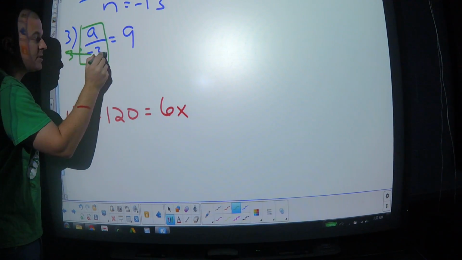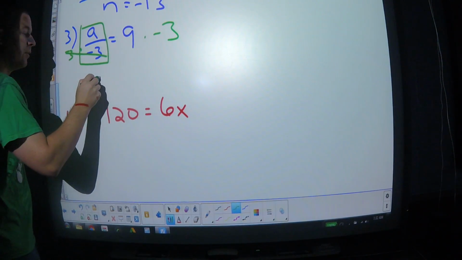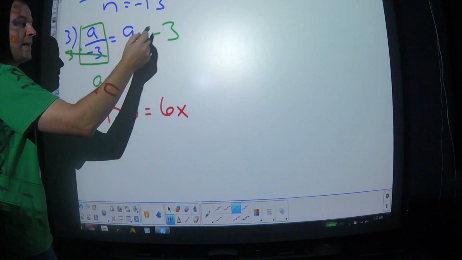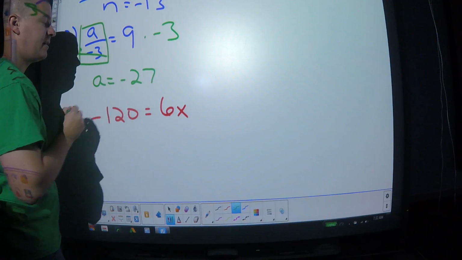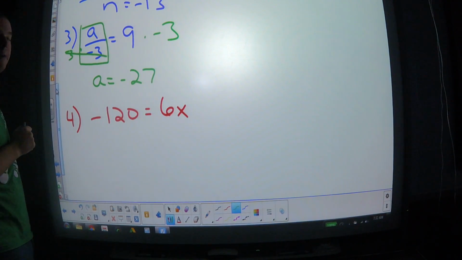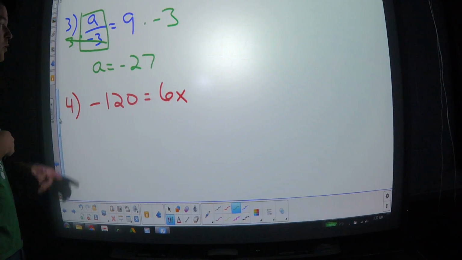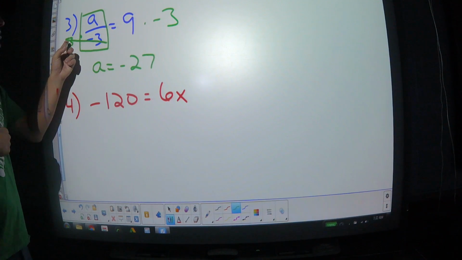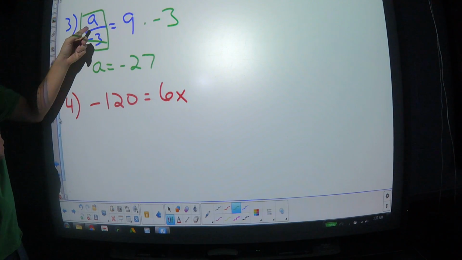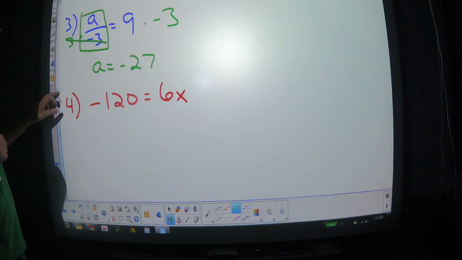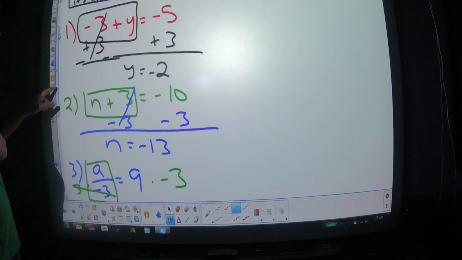Negative 3 times negative 3 is just 1. You've got to multiply by negative 3 on the other side, so you're left with a is equal to 9 times 3, which is 27. Positive times a negative is a negative, so negative 27 should be your answer. Okay? So remember that you're doing the opposite of division, which is multiplication. You don't want to multiply by a positive 3. It's not the opposite of negative 3. It's just the opposite of division here. Up here, you do the inverse. So you do the opposite.